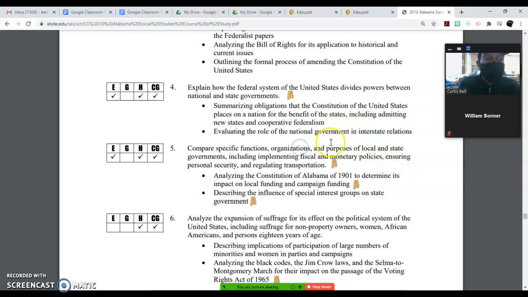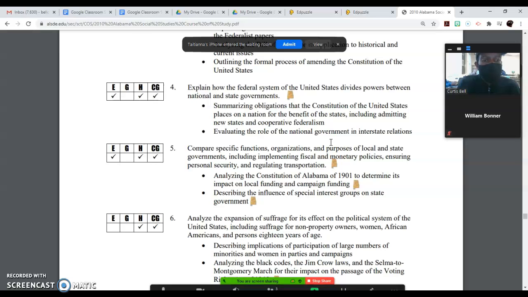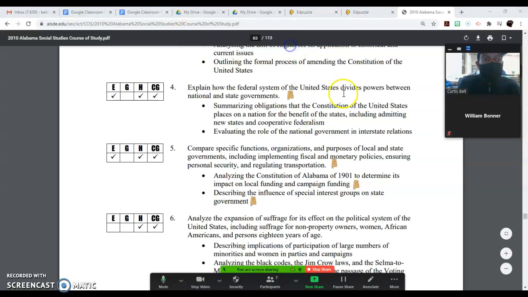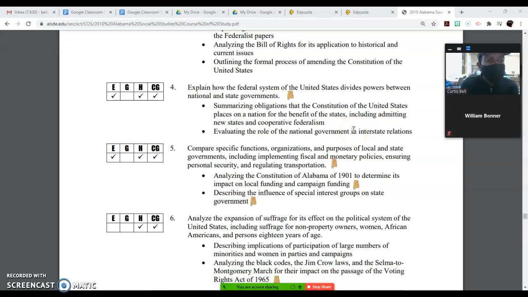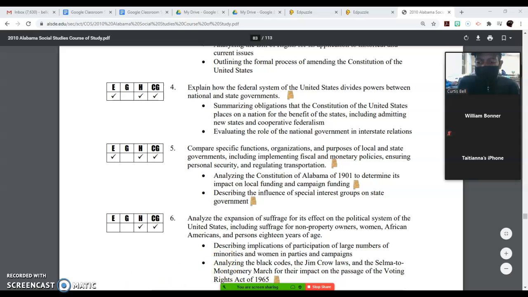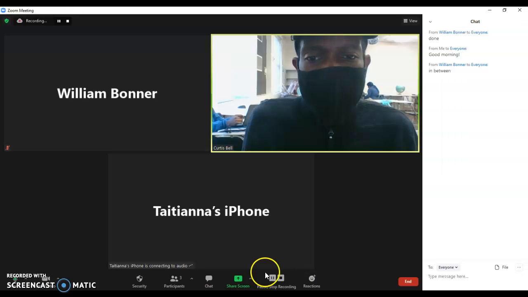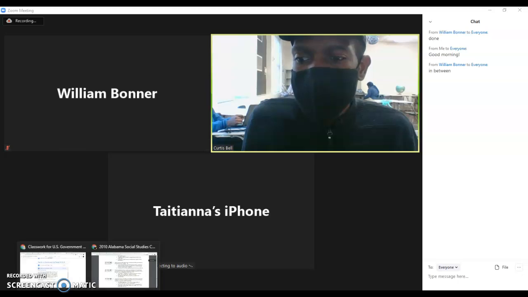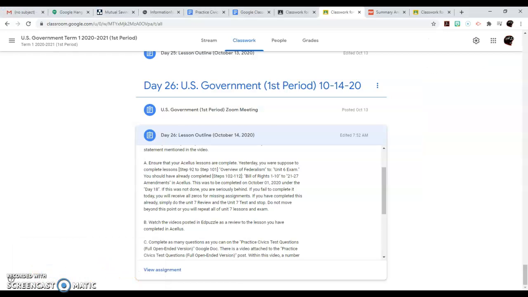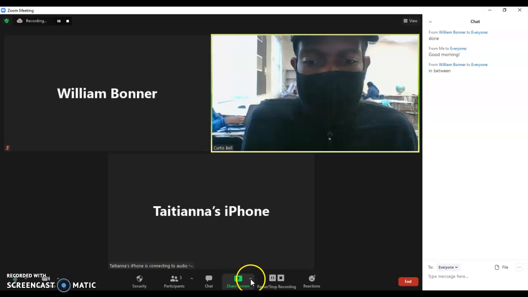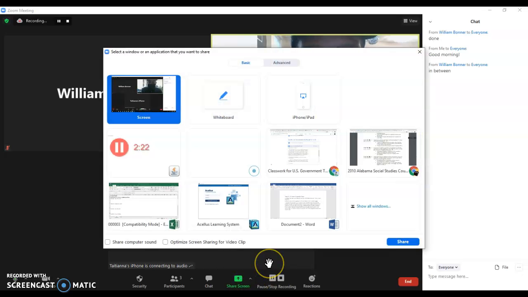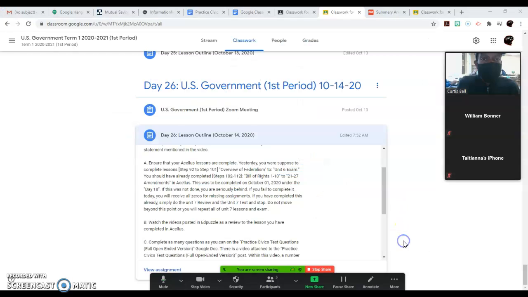Basically what interstate relations is, in a gist, is how the states work together to ensure that they have equal protections and provisions for their citizens. Okay? So now that that is seen, I am going to stop sharing on that, and I want to share the screen on your assignment for today. I will have everything lined back up and out for you guys.